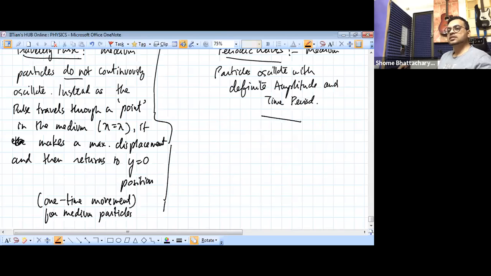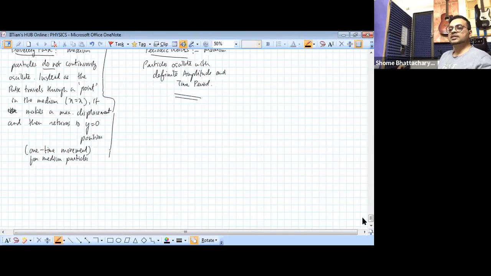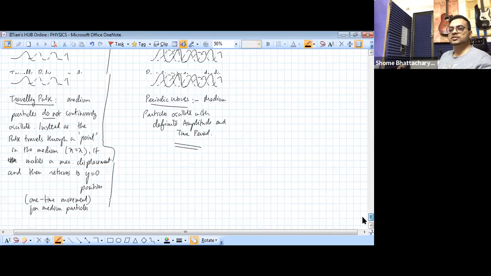Whereas in this case, there's a continuous oscillation happening at a fixed time period. Okay, so that is the difference between a continuous traveling wave and a single pulse which is traveling. But both come under the category of transverse disturbance or transverse waves.